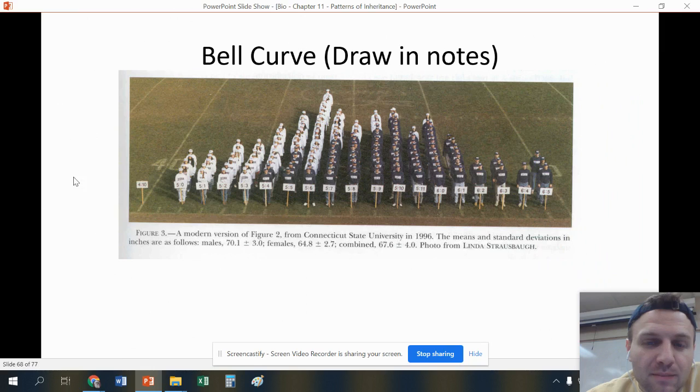I would like to show this as a person, on this graph here. This is, I think, the 1996 Connecticut State University. You can see this distribution, the bell curve in human height.